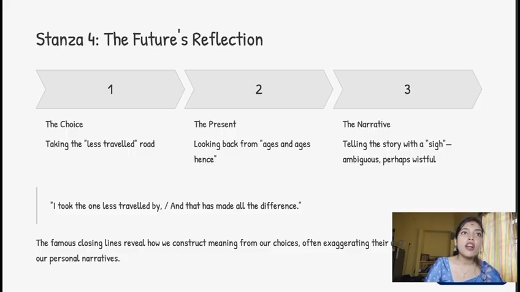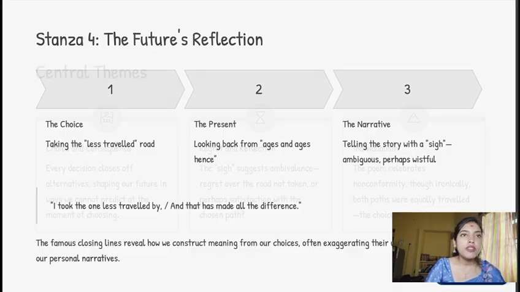What is the literal meaning of the fourth stanza? The poet reflects on how one decision can influence the entire course of life. Even one particular decision that we have chosen can influence the entire course of our life. So this is the stanza-wise explanation of the poem The Road Not Taken by Robert Frost.